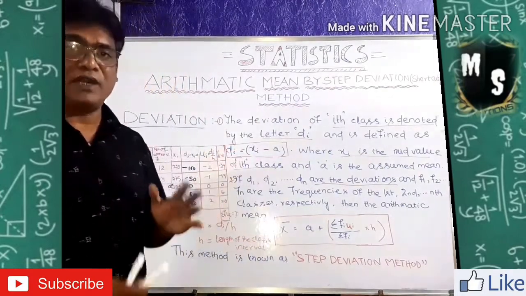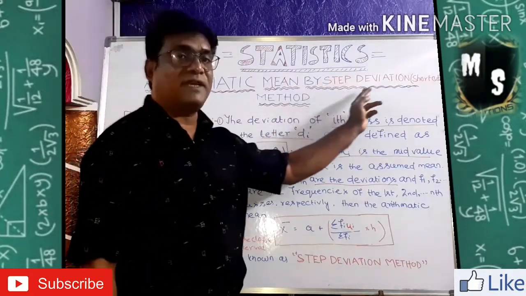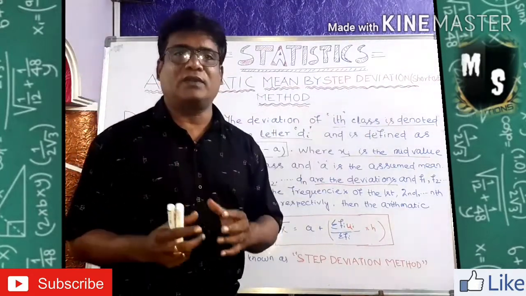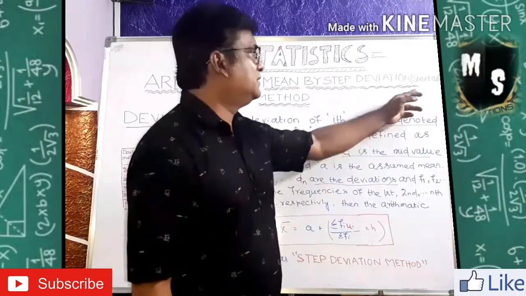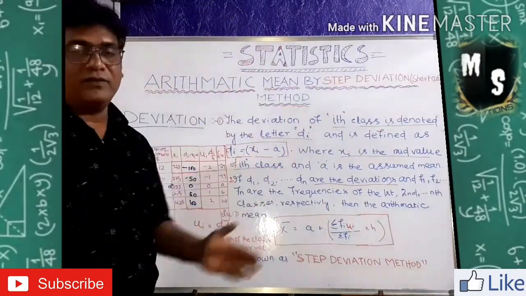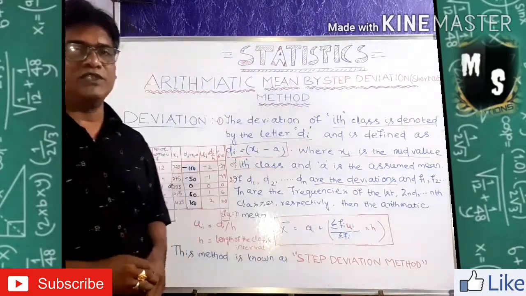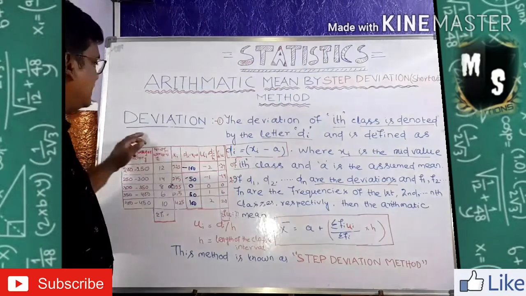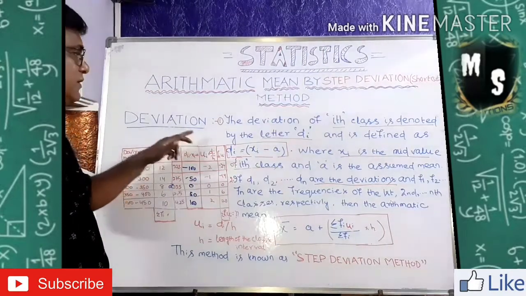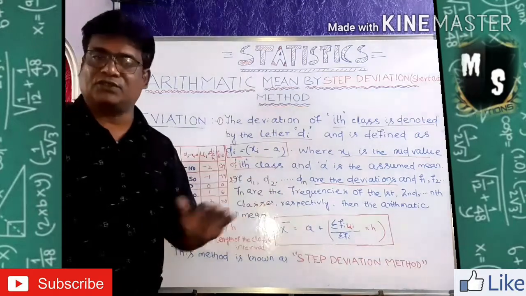Now come to the third method to calculate the arithmetic mean, that is by step deviation. It is otherwise called a shortcut method, a shortcut method to determine the arithmetic mean of a data. Now come to this point. Again, I am reminding you about the deviation. What is the deviation? The same thing again you have to do in this process also.